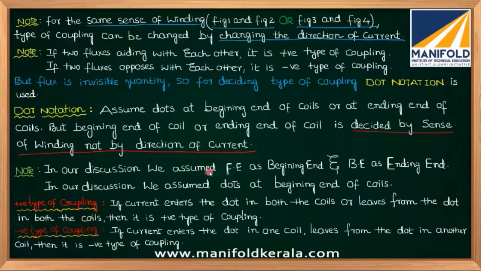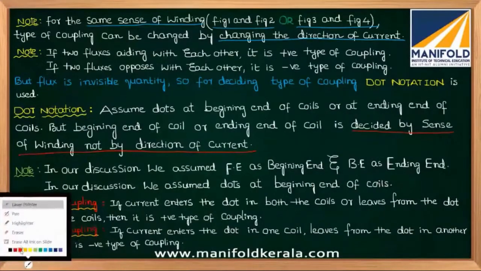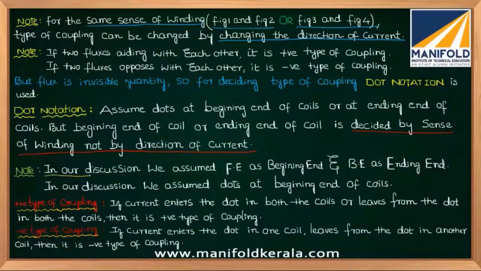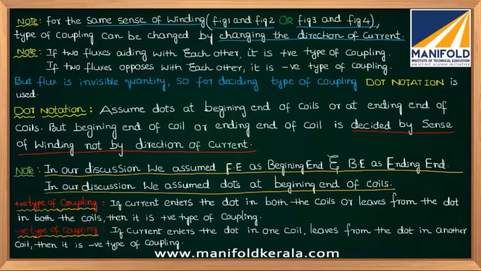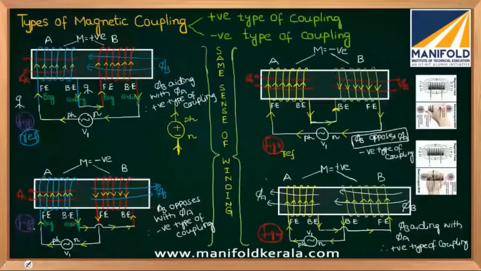In my discussion, I assume the front end as the beginning end and the back end as the ending end. I also told you already, we can assume dots at the beginning end of coils or the ending end of coils. It's your wish. In our discussion, we assume dots at the beginning end of coils. Please try to study these two points, and I'm going to ask some questions. Note this: we assumed the front end as the beginning end, the back end as the ending end, and dots at the beginning end of the coils. So now please try to keep dots here.